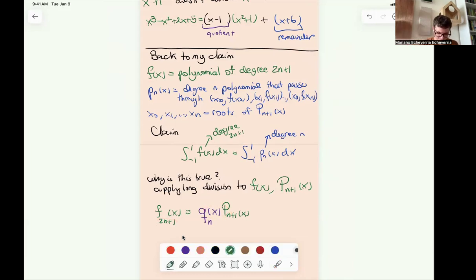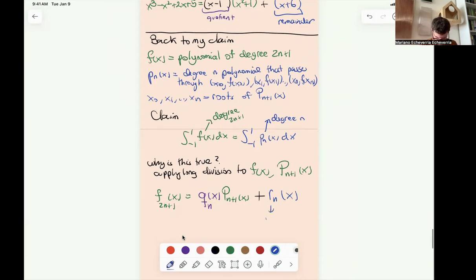And then there's a remainder. The way the division algorithm works is that the remainder has degree less than the polynomial you're dividing by. So the degree of the remainder cannot be n plus 1 or higher. So it has to be degree n at most. It could be constant, it could be degree 1, but it cannot go beyond degree n. So again, this is the remainder, and this is the quotient.